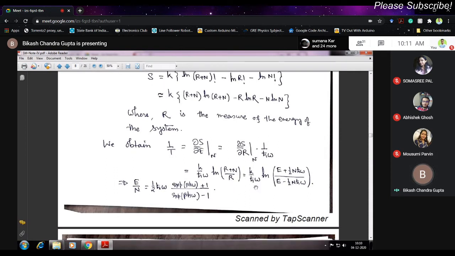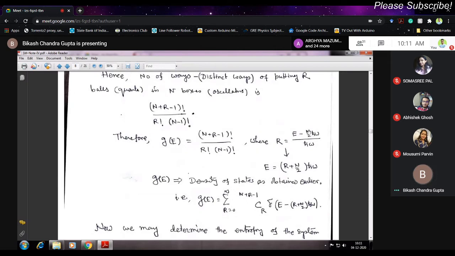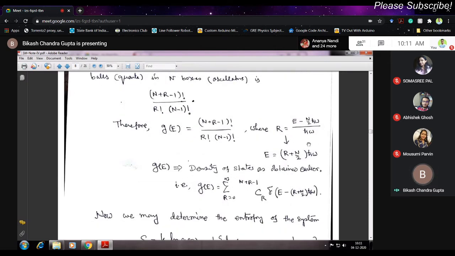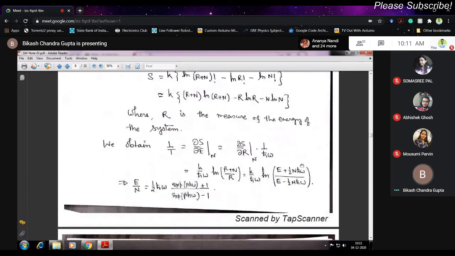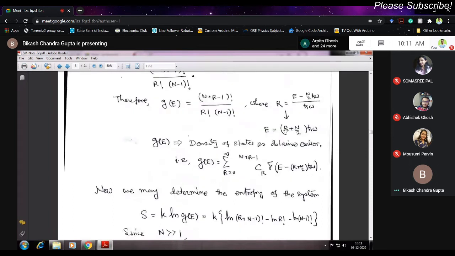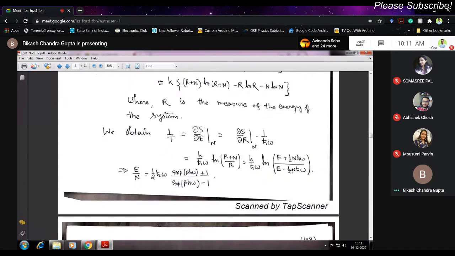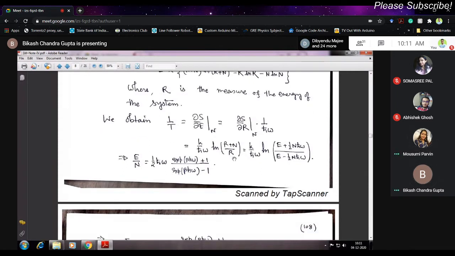Now if you put the value of R, what is your R? R equals E by h cut omega minus n by 2, right? So if you put that value, then it will be E by... Check this a bit. R equals E minus n by 2 h cut omega, E by h cut omega minus n by 2. That is, the R value is this, is that all right?